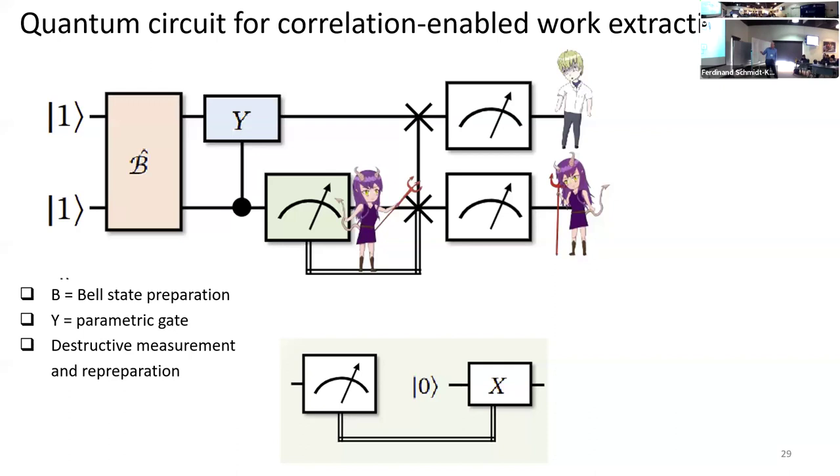And then comes a conditional swap. Now she can do what she likes. She has some information gain. And now she decides what to do. And I tell you what she should do.